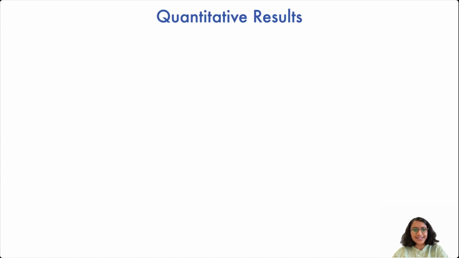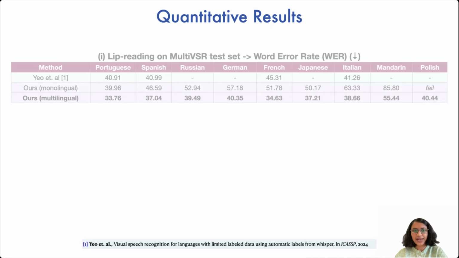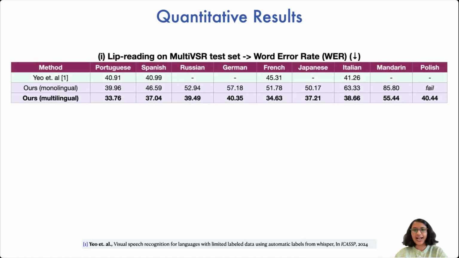Moving on, let us now see some of the results. For the first task of lip reading, we compute word error rate and show the results on the MultiVSR test set. We compare with the existing state-of-the-art multilingual lip reading network and also report the performance on monolingual models, where an independent model is trained for each language. As we can see from the table, our multilingual model clearly outperforms these baselines by a significant margin.